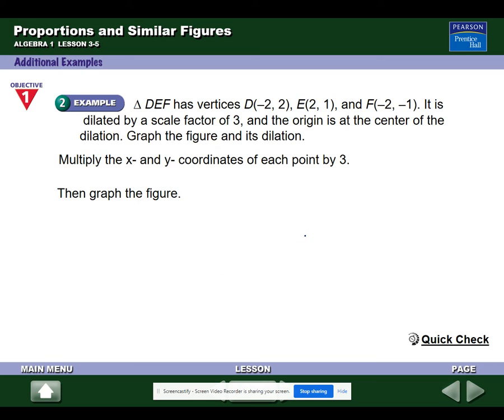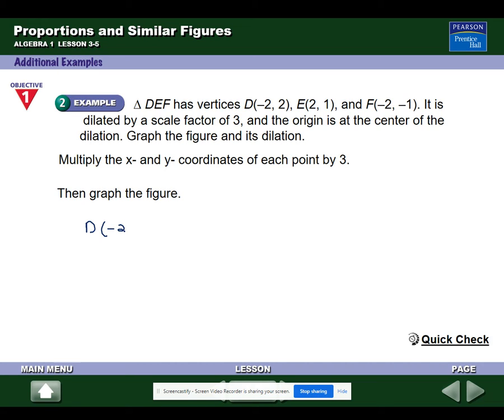Next, triangle DEF has these vertices that you can see there. They're ordered pairs. It is dilated by a scale factor of 3, and the origin is at the center of the dilation. Again, this is a really nice pairing with something that we'll do in your geometry curriculum once we get to that.